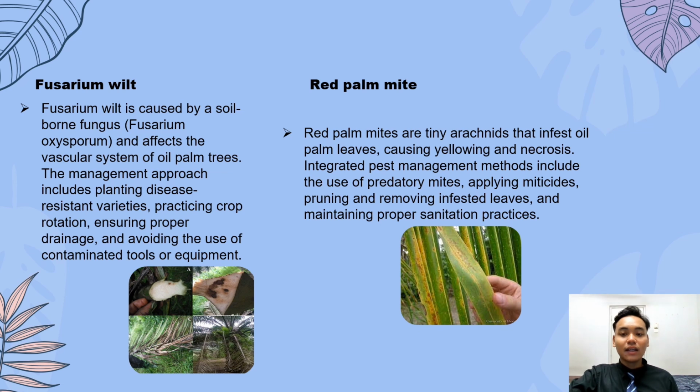And lastly, red palm mite. Red palm mites are tiny arachnids that infest oil palm leaves, causing yellowing and necrosis. Targeted pest management methods include the use of predatory mites, applying miticides, pruning and removing infested leaves, and maintaining proper sanitation practices. This is an example picture of pest and disease.